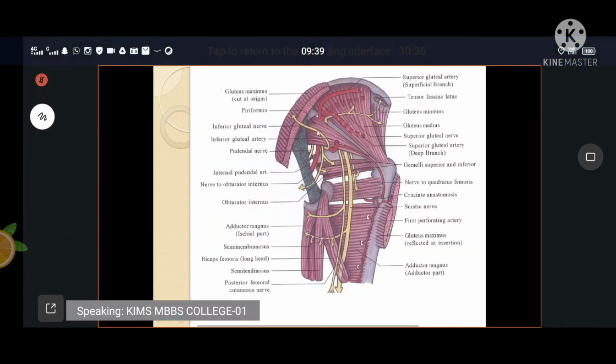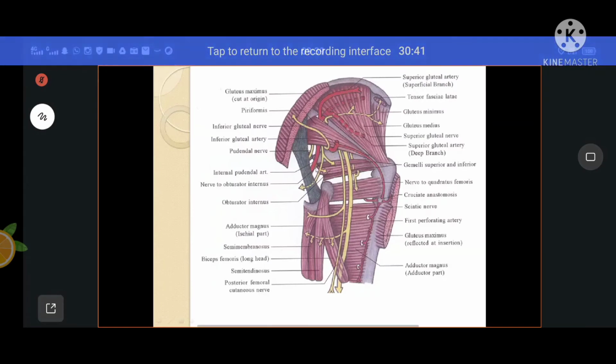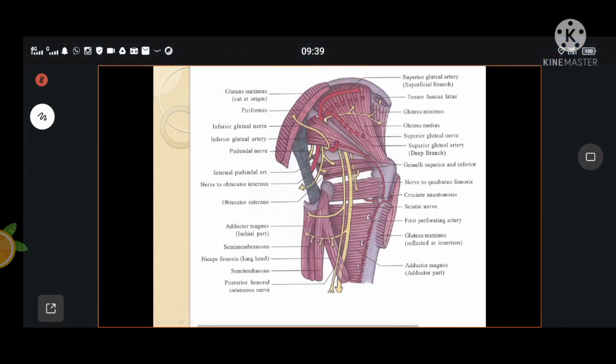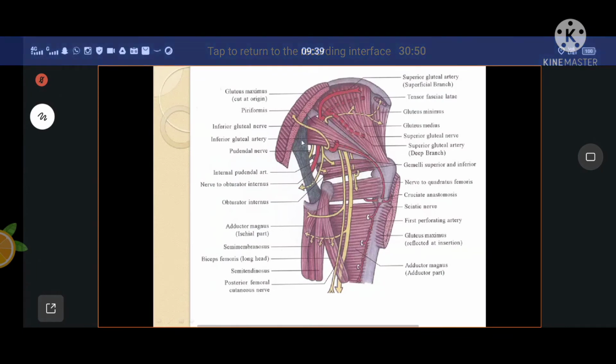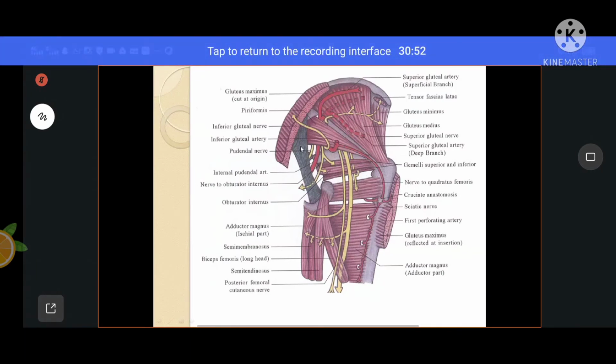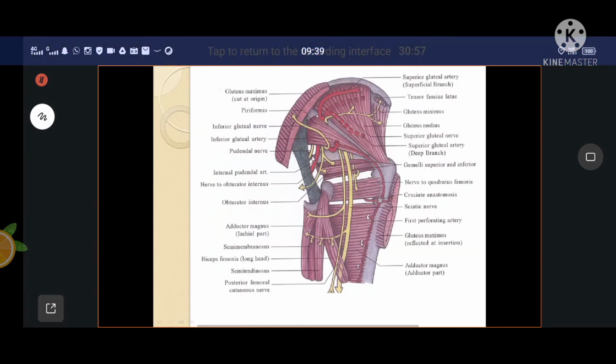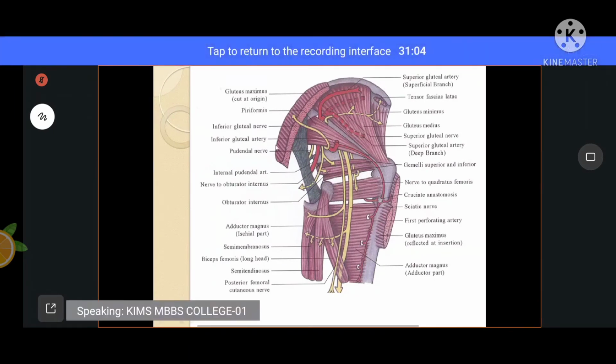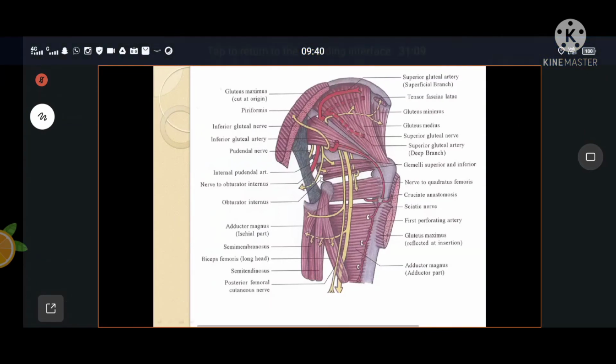So here you can see this is the greater sciatic foramen, and here this is the lesser sciatic foramen. So this greater sciatic foramen and the lesser sciatic foramen are formed by what? By two ligaments. What are those two ligaments? The sacrotuberous ligament and the sacrospinous ligament. They convert the greater sciatic notch and the lesser sciatic notch into the greater sciatic foramen and the lesser sciatic foramen.